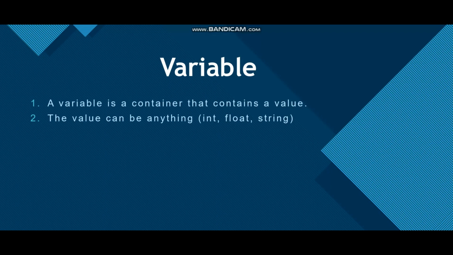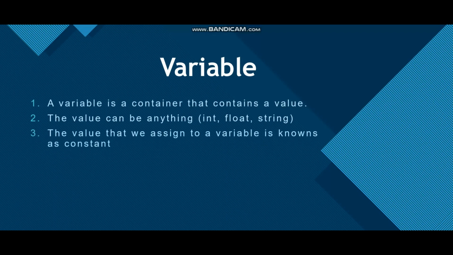As we discussed, the value can be anything. Integer means numerical values without decimals. Float means numerical values with decimals, and string values, like naming, anything between double quotes and single quotes, is nothing but a string. You know the strings in C, so it is similar to that. The next thing is the value that we assign to a variable is known as a constant. Whatever value we are assigning to a variable is nothing but a constant, but the naming system which we are giving is the variable.